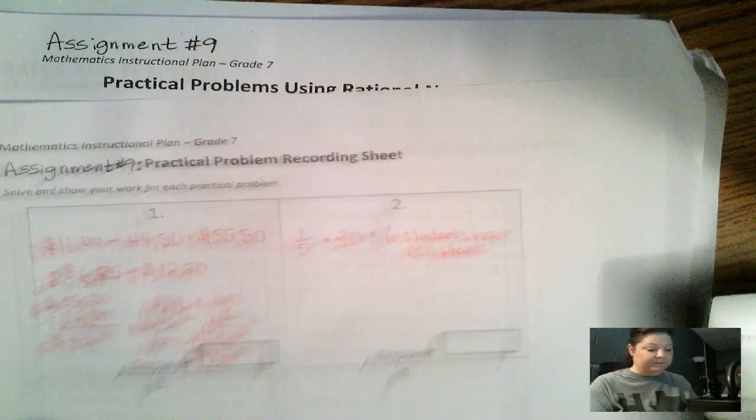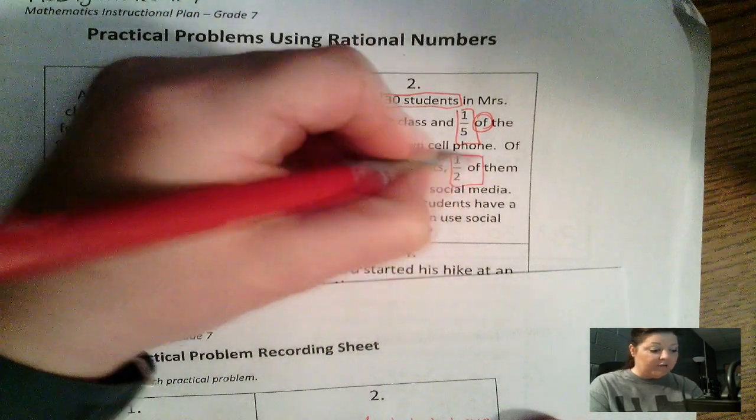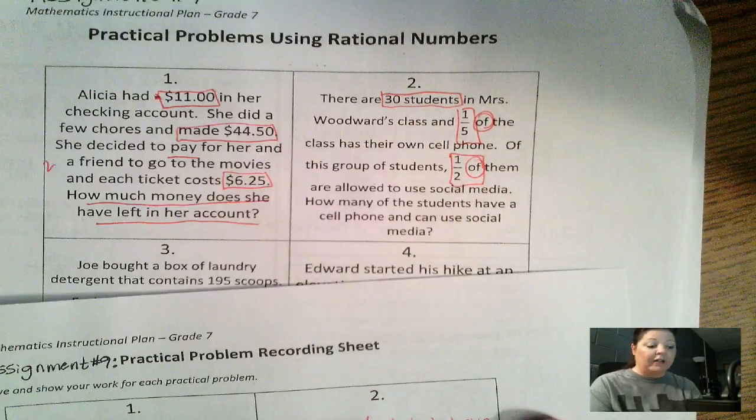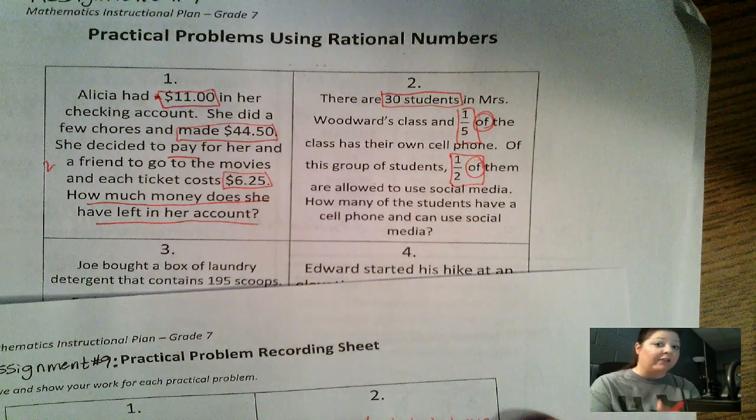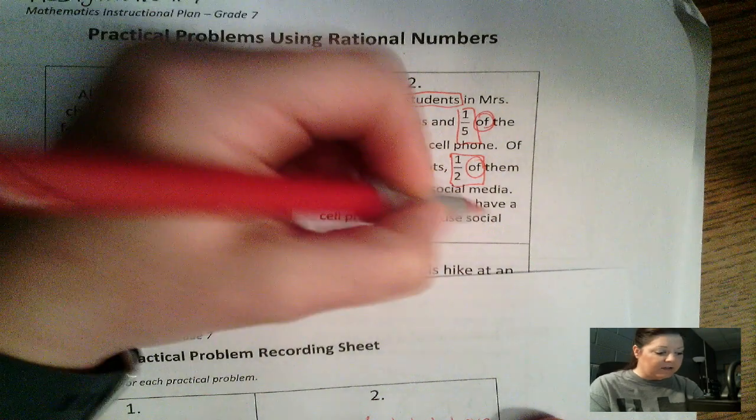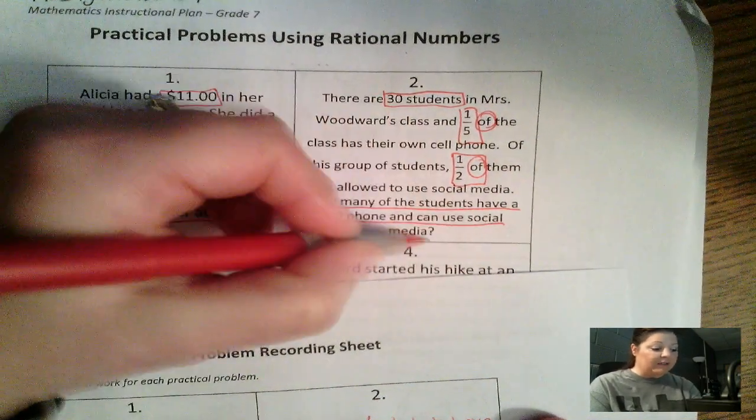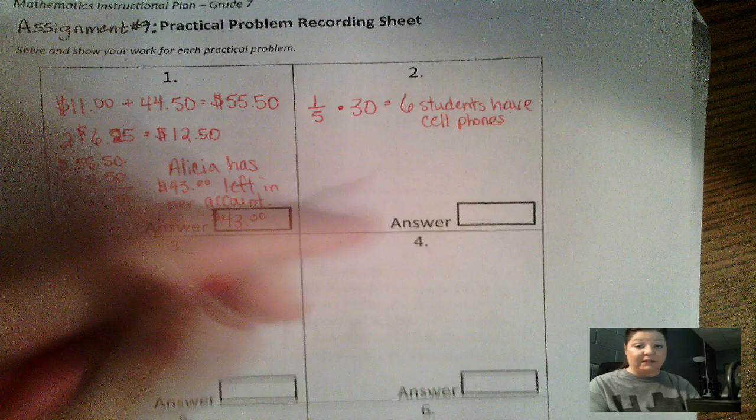Okay, now it says of this group of students, so that means out of the 6 students, half of them, there's our word again, of, are allowed to use social media. So half of 6, okay? So then the question is, how many students have a cell phone and can use social media?